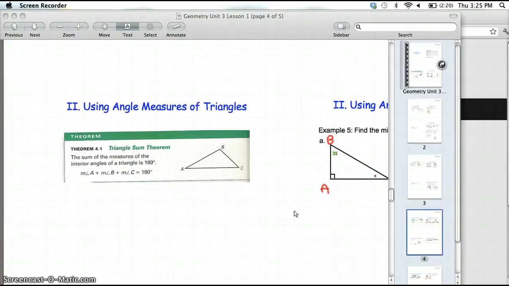Now, most of you know that all three angles in a triangle have to equal 180 degrees. Here in this diagram, it says the measure of angle A plus B plus C has to equal 180 degrees. We call that the triangle sum theorem. All angles in a triangle equal 180 degrees.